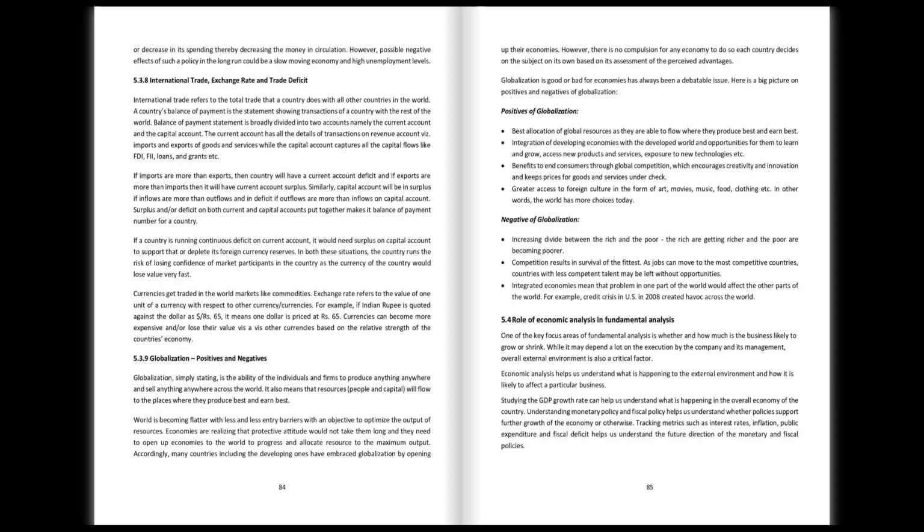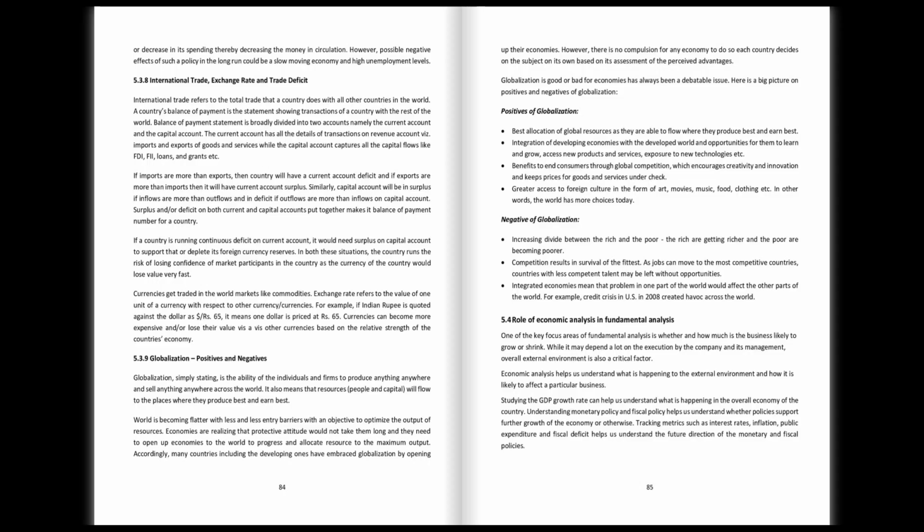International trade refers to the total trade that a country does with all other countries in the world. A country's balance of payment is the statement showing transactions of a country with the rest of the world. The balance of payment statement is broadly divided into two accounts, namely the current account and the capital account. The current account has all the details of transactions on revenue account, namely imports and exports of goods and services, while the capital account captures all the capital flows like FDI, FII, loans, and grants, etc.